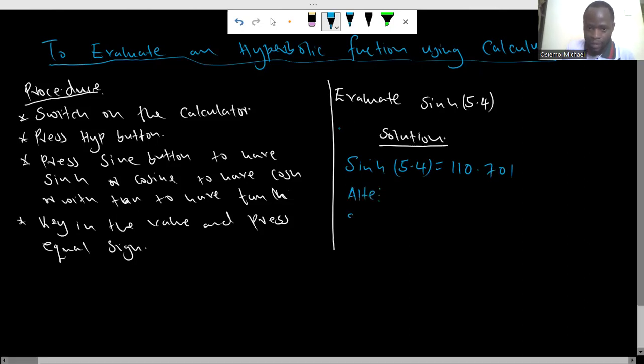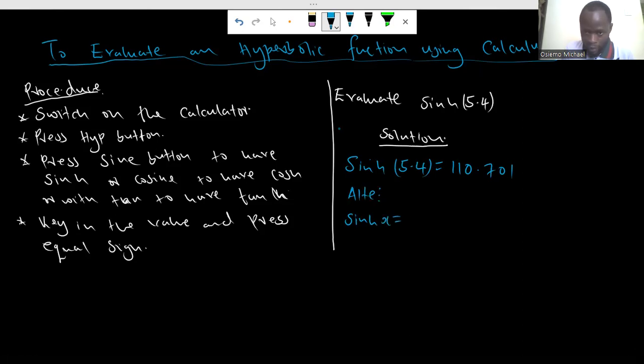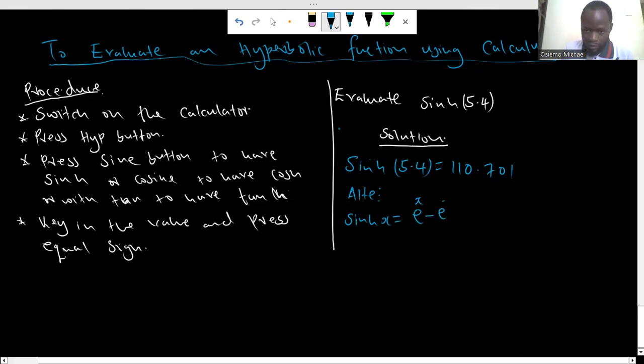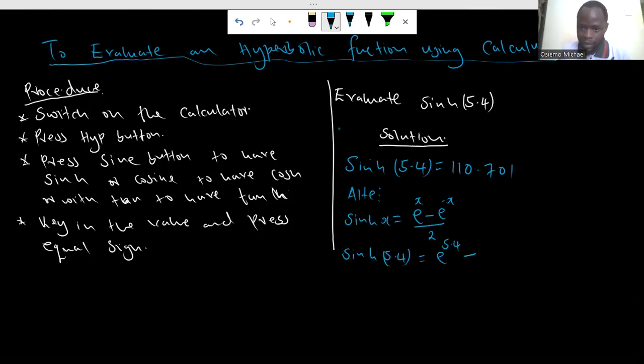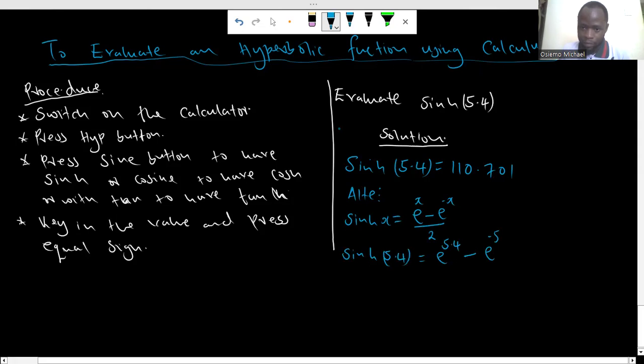Alternatively, you can say that the sine hyperbolic of x is given by exponential x minus exponential negative x over 2. So this implies the sine hyperbolic of 5.4 can be given as exponential 5.4 minus exponential negative 5.4 over 2. You'll still get the same answer as 110.701.